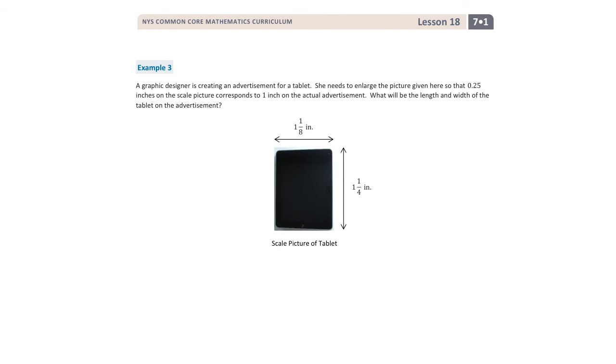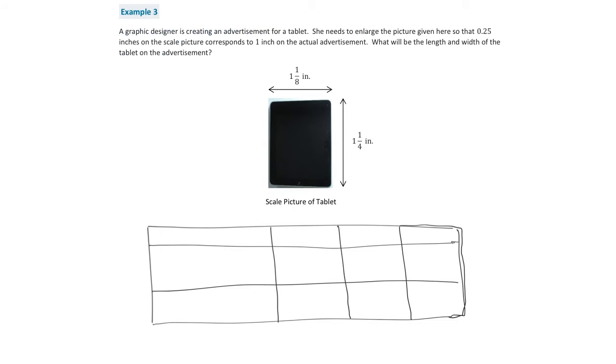All right, turn the page and let's move on to example 3. A graphic designer is creating an advertisement for a tablet. She needs to enlarge the picture given here so that 0.25 inches on the scale picture corresponds to 1 inch on the actual advertisement. What will be the length and the width of the tablet on the advertisement? Go ahead and pause the video to create this table here that I made below, and then we will fill it out together.